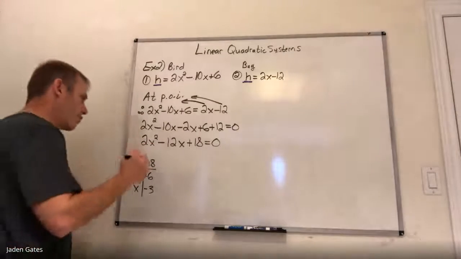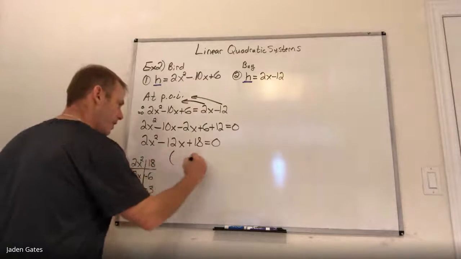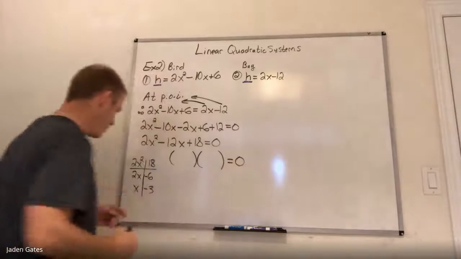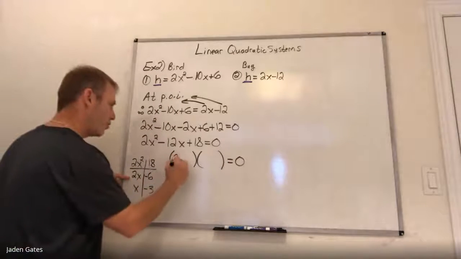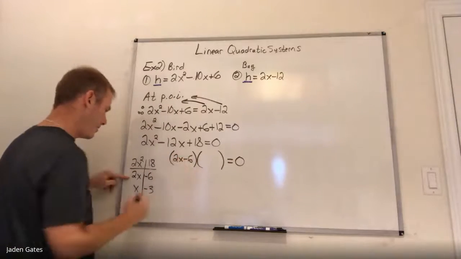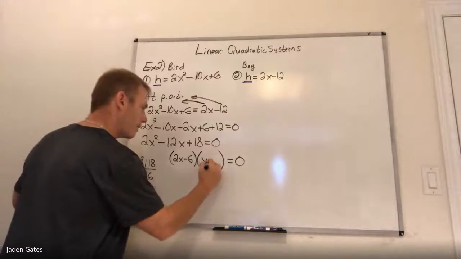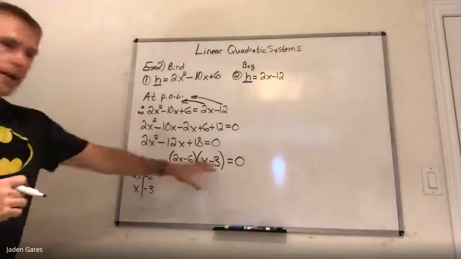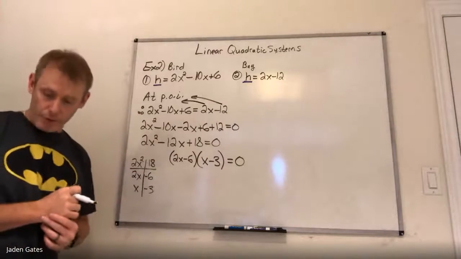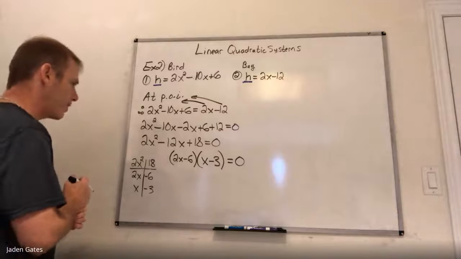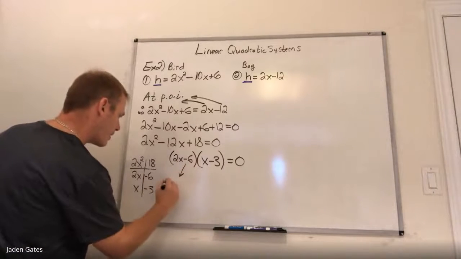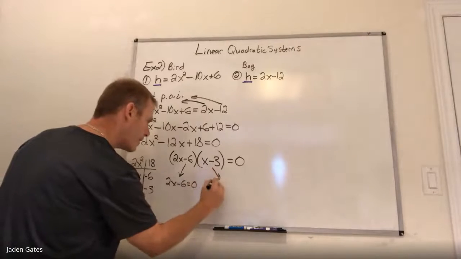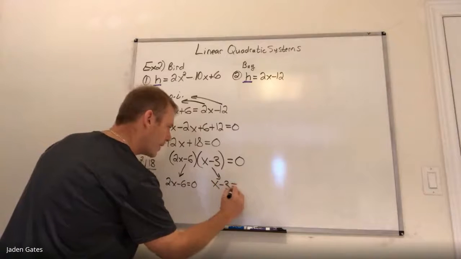So once again, I could solve this by factoring. Got lucky there. So two pieces. All right, so my one factor is 2x minus 6 and an x minus 3. And so now again, I'm going to try to find my x values. Solve for x. I got 2x minus 6 equals 0. That's one piece, and then an x minus 3 equals 0.